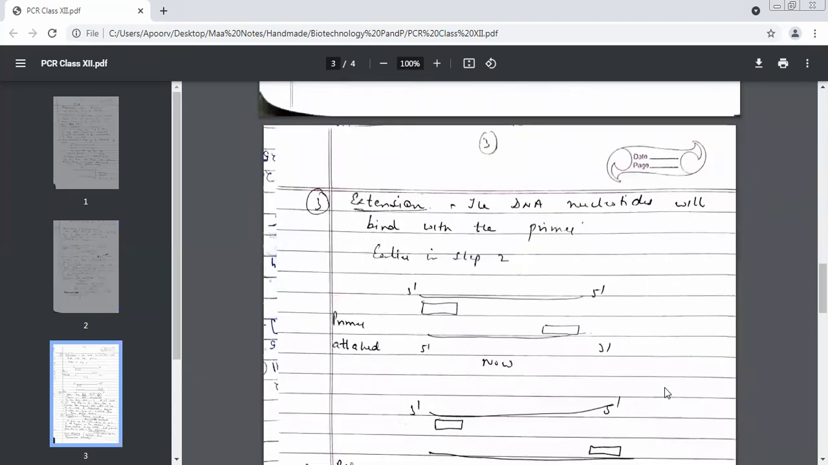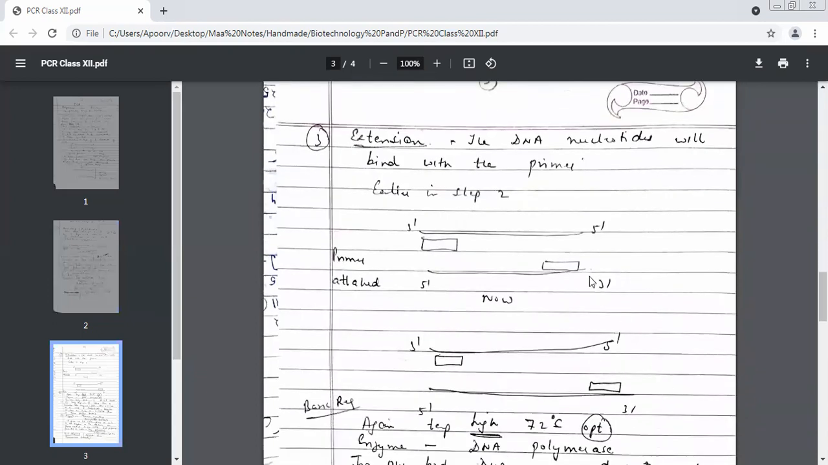Let's move on to the third step of PCR, the last step, that is extension. I told you the main function of the primer is that once the primer comes, it will encourage more DNA nucleotides to come here and start binding with the primer. So your strand will become longer. That is why it is called extension.